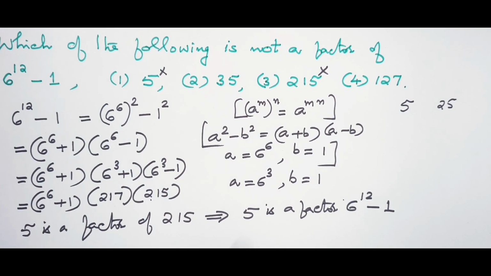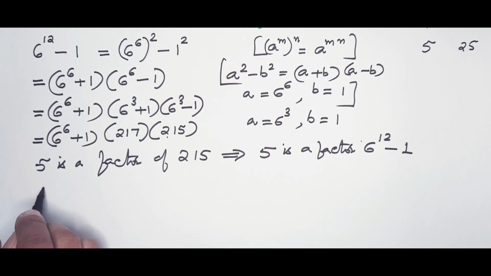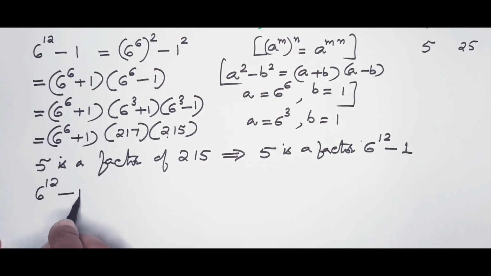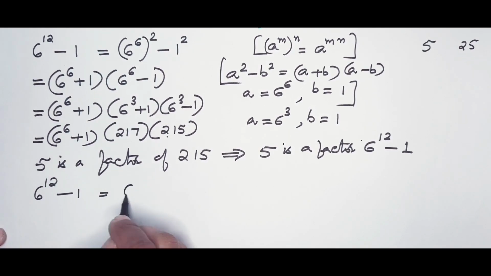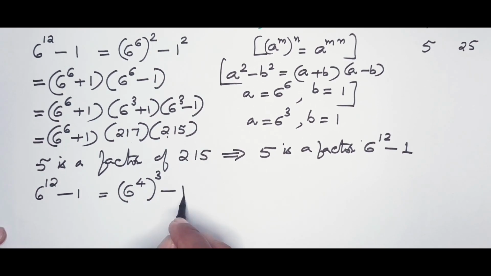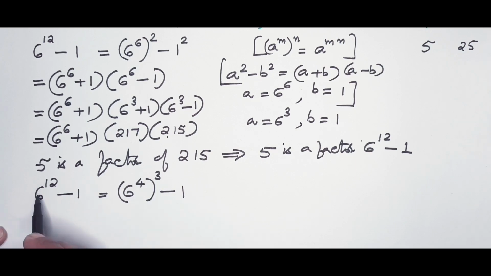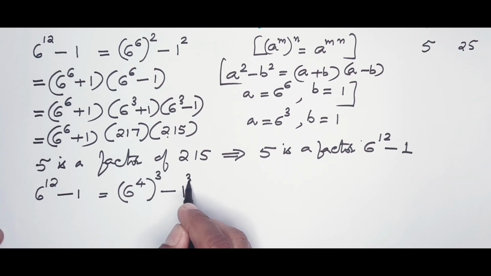For that, we will factorize the given expression in a different way. Let me write the given expression. This is the numerical expression given to you. I will write it as (6 to the power of 4) to the power of 3 minus 1. We are making use of this law of indices. While removing the bracket, you will get 6 to the power of 4 multiplied by 3, which is 12, and for 1, I will write 1 cubed.